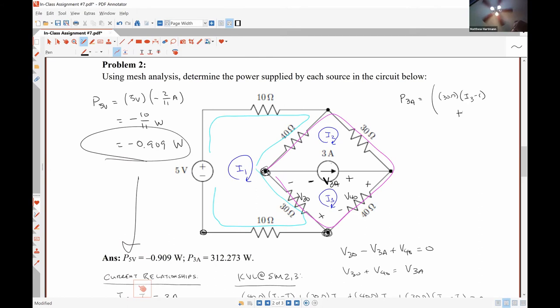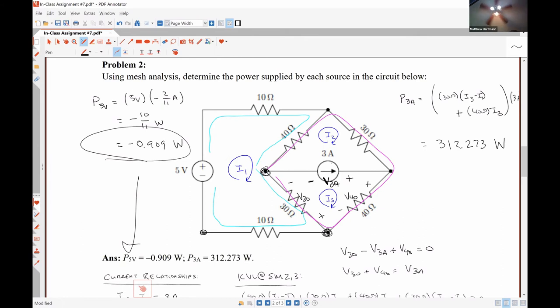I'm running out of space here. And then V40 is 40 ohms times, sorry, that should be I1, I3. So you're absolutely right. So that's our voltage, and then that's going to be multiplied by our 3 amps of current. So that's 30 times... .273 watts.